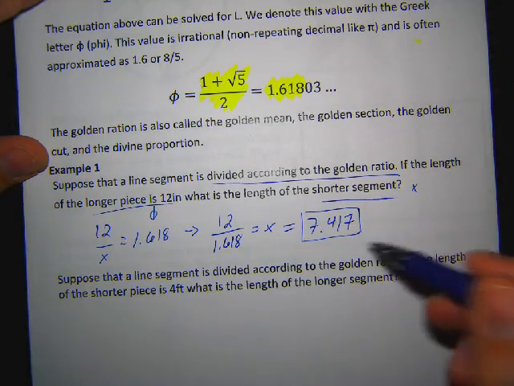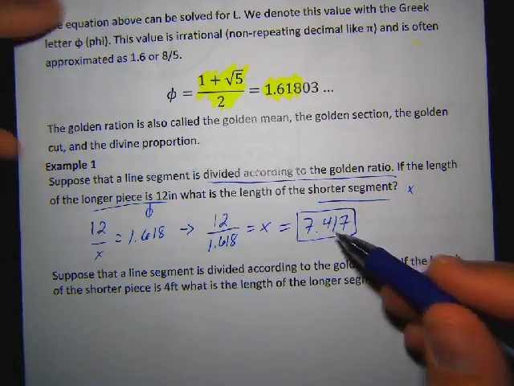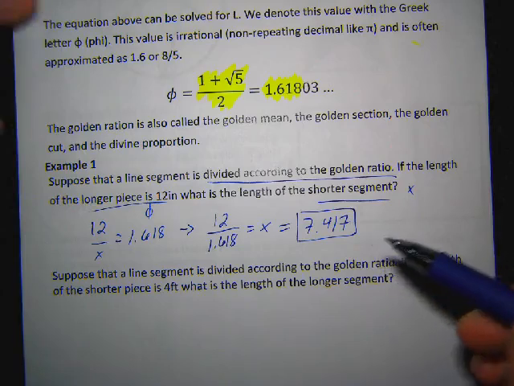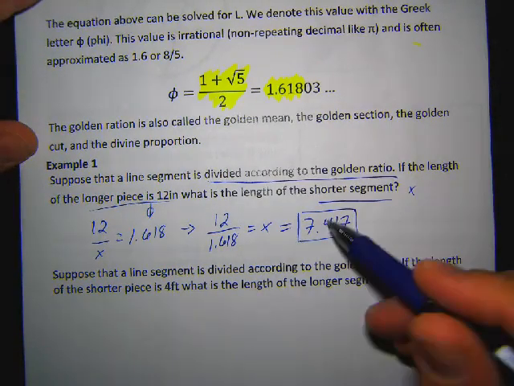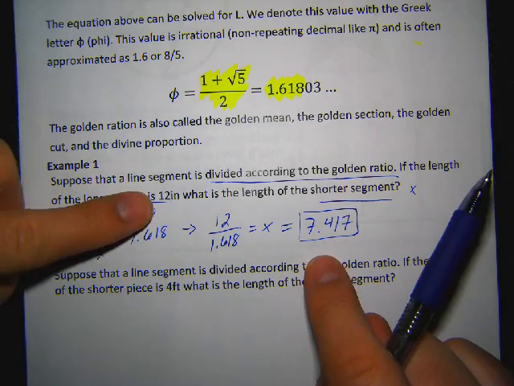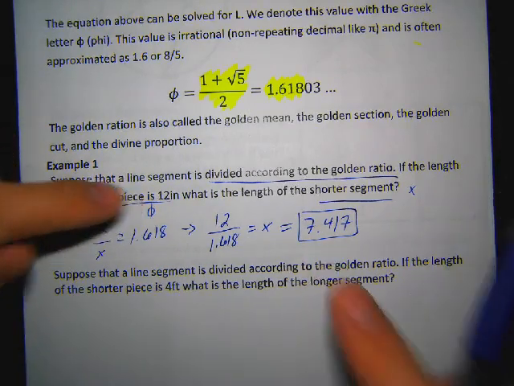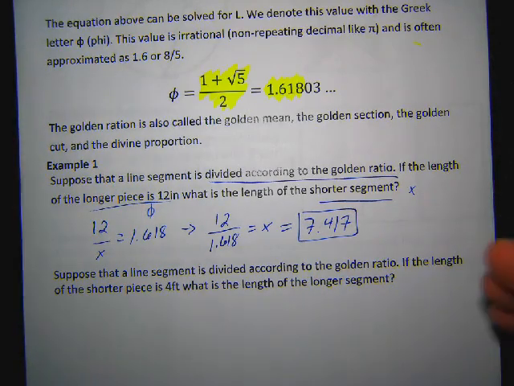Now, some of the homework questions will have you find this number, and then they'll ask for the total length of the line. So instead of just asking for the short side, they say, okay, if the long side is 12, what's the total length? Well, you just find the short side and add them together. 7.417 plus 12 gives you 19.417. So the whole length of this entire segment would be about 19. That's something you could do. If you need to find the whole thing, just find the other part and then add them together.